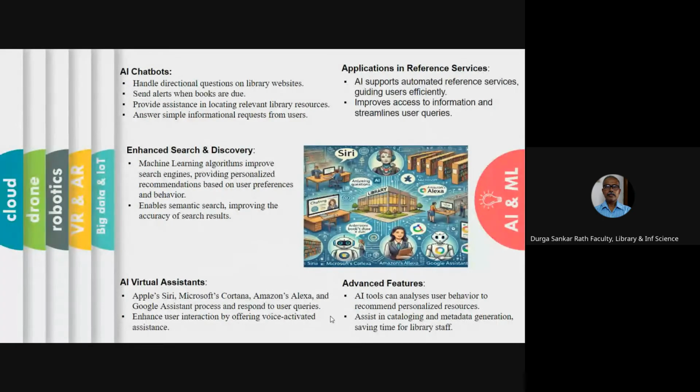Enhanced search and discovery: machine learning algorithms improve search engines, providing personalized recommendations based on user preferences and behavior. That is also probabilistic in nature. Sometimes they fail to understand our exact requirement. They go in a different way. We have to correct them through some interaction.